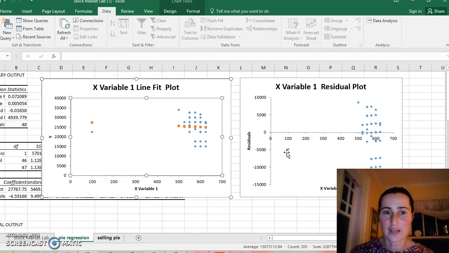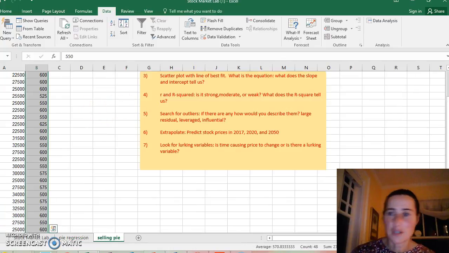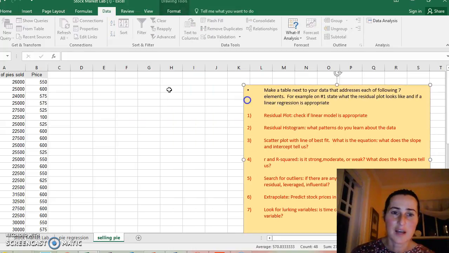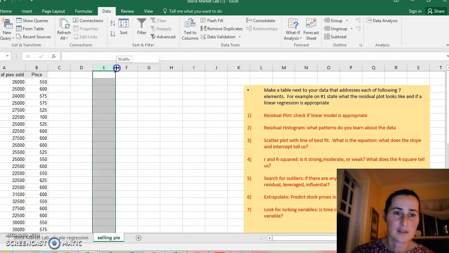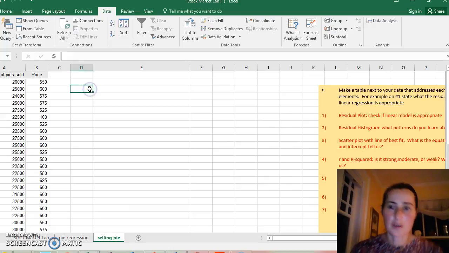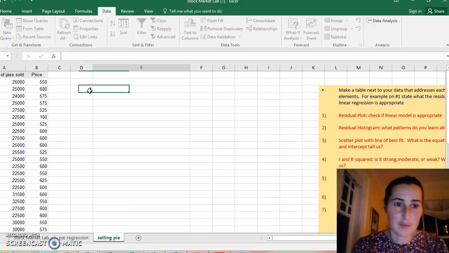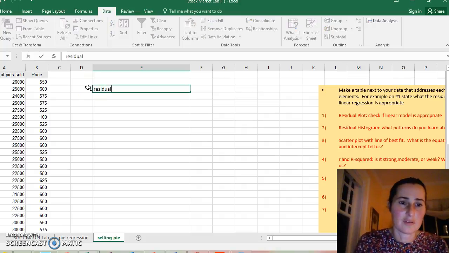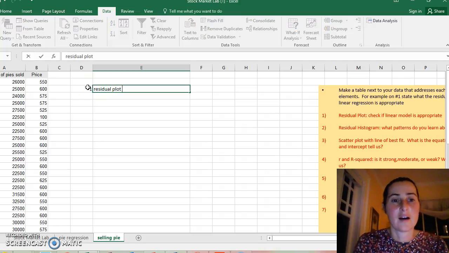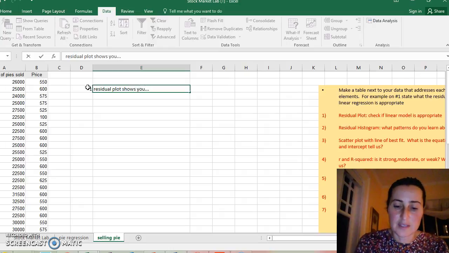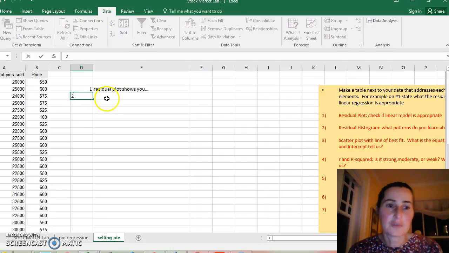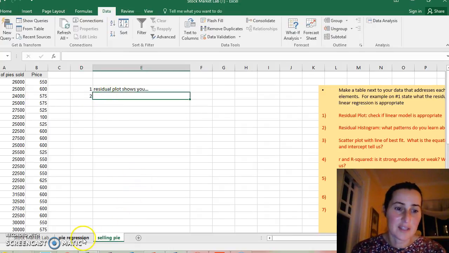All right, so when you go to selling pies, you would ideally have some kind of little table right here where you can talk about number one and actually talk about what the residual plot shows you, okay? Which is basically, is the linear regression appropriate or not? So then we're going to go to number 2 and answer that, have a little discussion about the histogram.